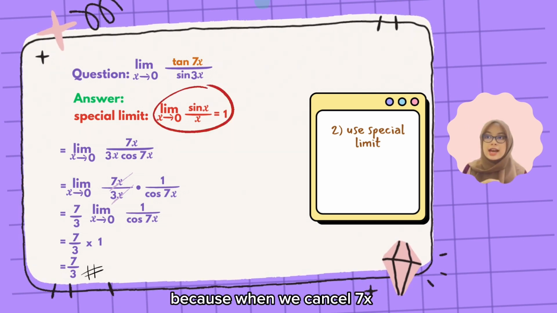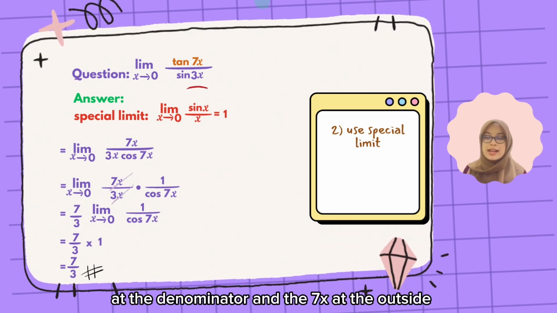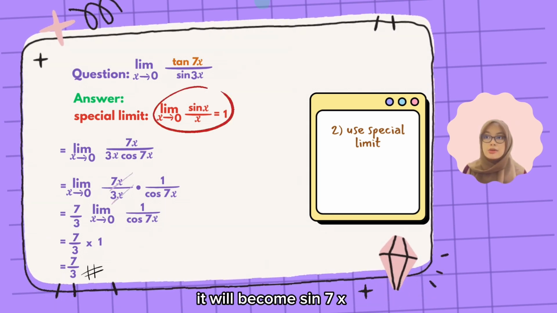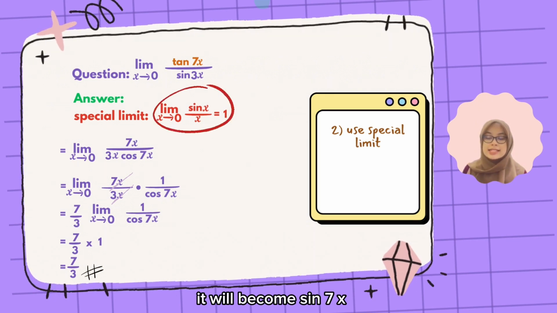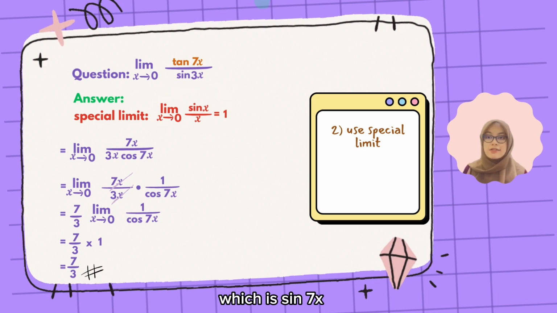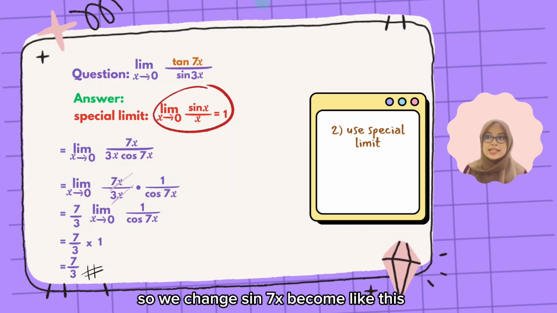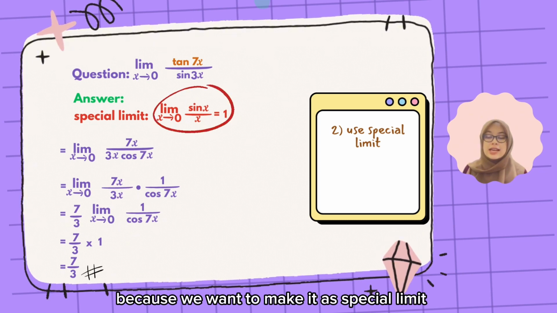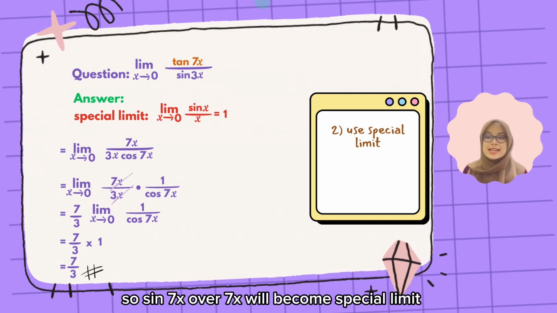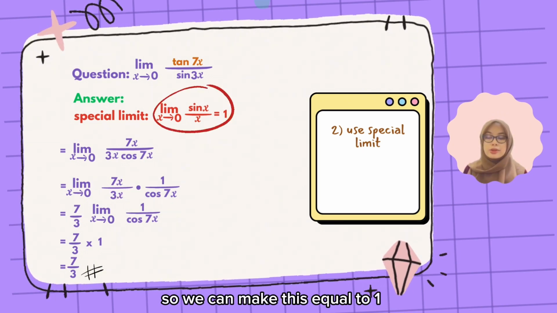Because when we cancel the 7x at the denominator and the 7x at the outside, it will become sin 7x. So it will become the same as before, which is sin 7x. We change sin 7x like this because we want to make it a special limit. So sin 7x over 7x will become the special limit, so we can make this equal to 1.